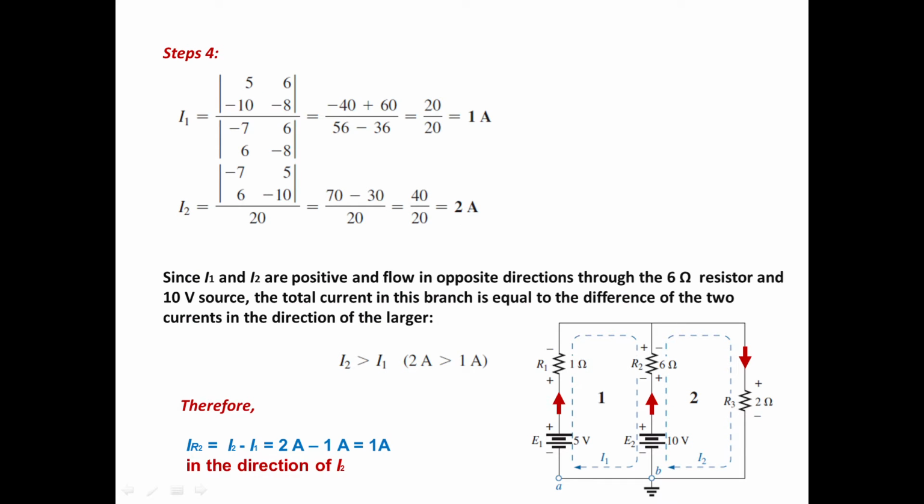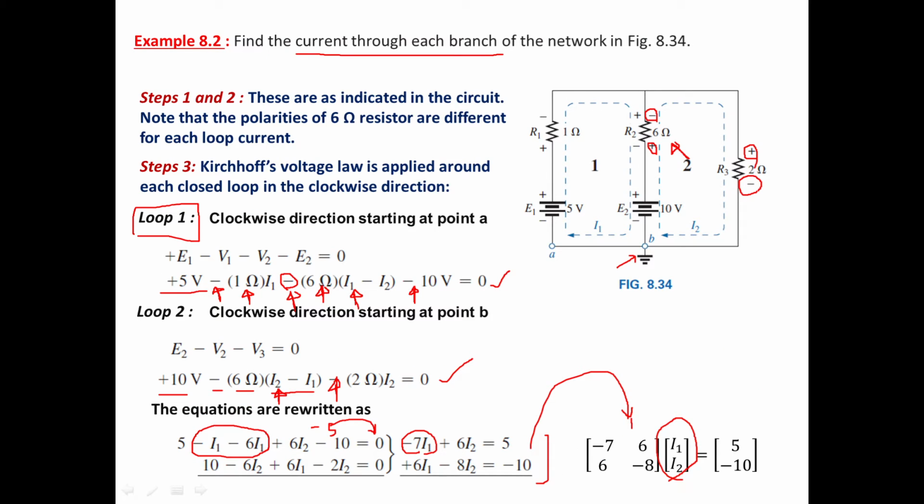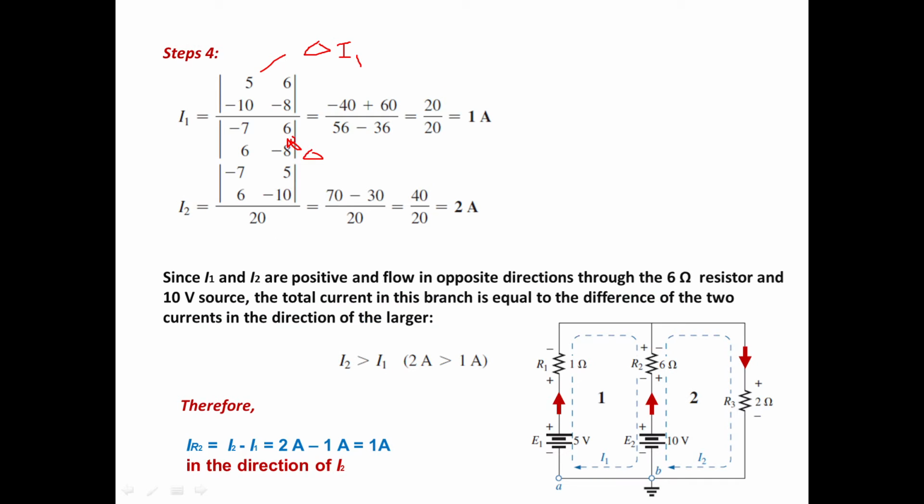So how to find I1 and I2? I1 is delta I1 by delta. So this numerator is called delta I1, and the denominator is called delta. So what is delta I1? Remove the column of I1, that is minus 7 and 6, and replace it with 5 and minus 10. They solve, they get the answer as positive. What does it mean? That means our assumption is correct.